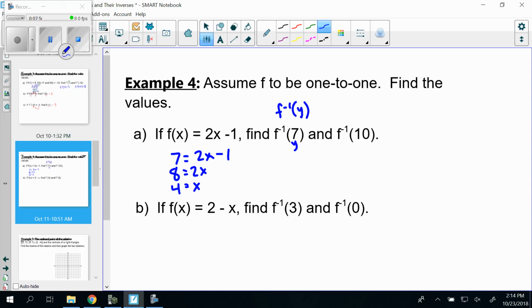And so this inverse right here, if we want to figure out what is the inverse of this function f at 7, it should equal 4. And the reason is if we would plug 4 in here, that should equal 7, and it does. 2 times 4 is 8, 8 minus 1 is 7.